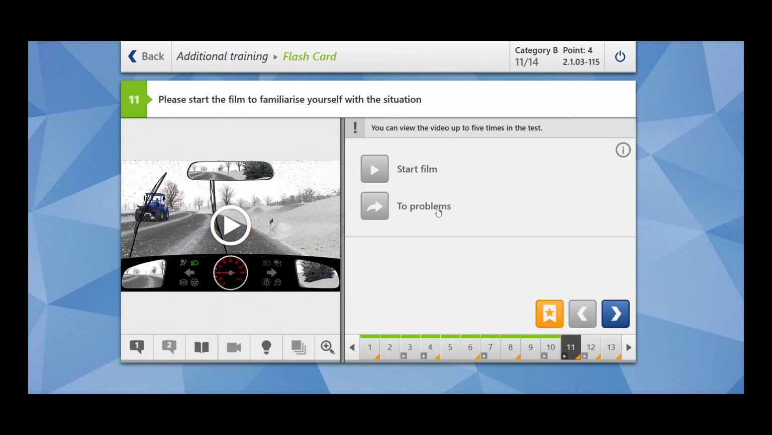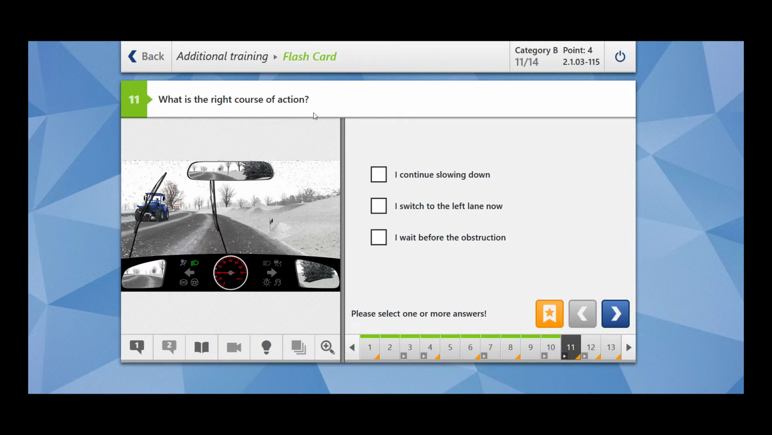The problems? What is the right course of action? I continue slowing down. Yes, you have to continue slowing down. Why? Because you have seen the green vehicle. It is trying to overtake you, and this road on which the green vehicle is driving is about to end.